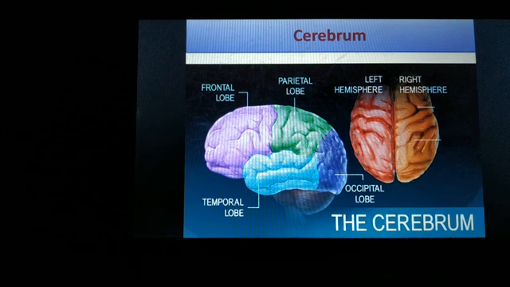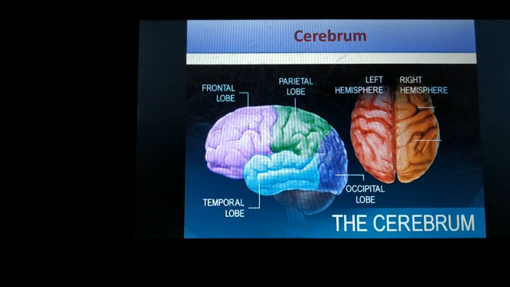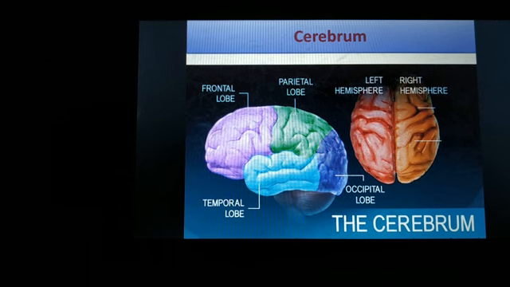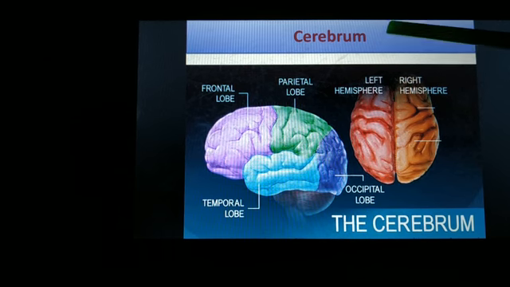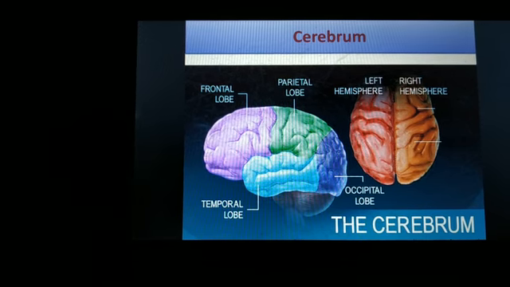Hello students. Today we will discuss different parts of the brain, that is cerebrum, cerebellum and medulla. So first I will start with cerebrum. Cerebrum is the largest part of the brain.